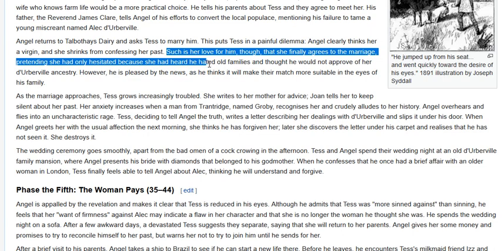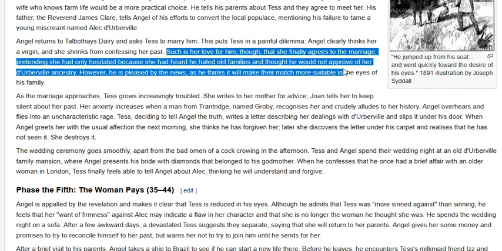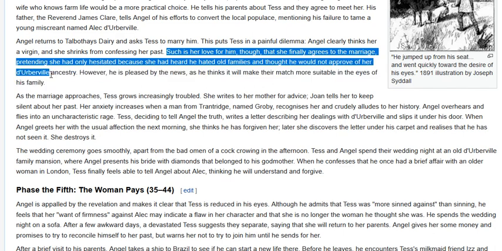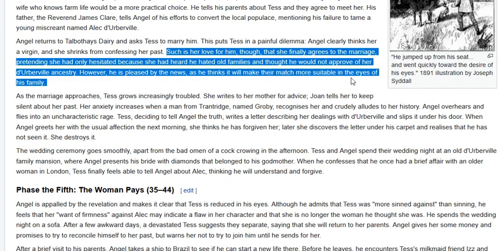she had heard he hated old families and thought he would not approve of her d'Urberville ancestry. However, he is pleased by the news as he thinks it will make their match more suitable in the eyes of his family.